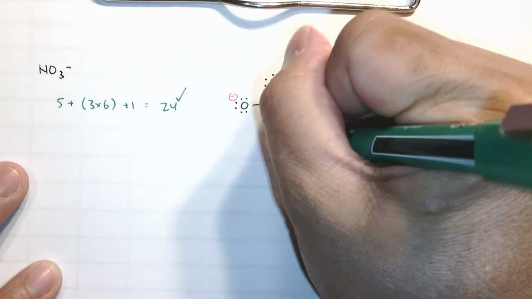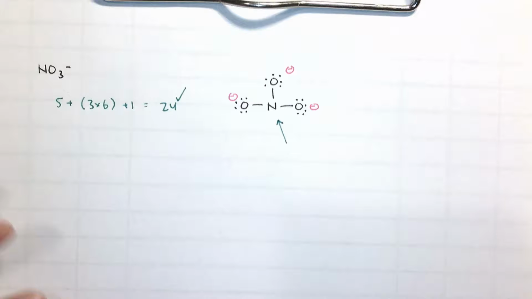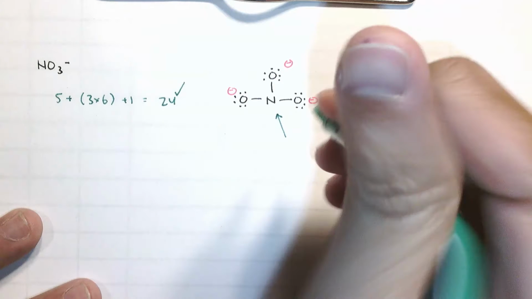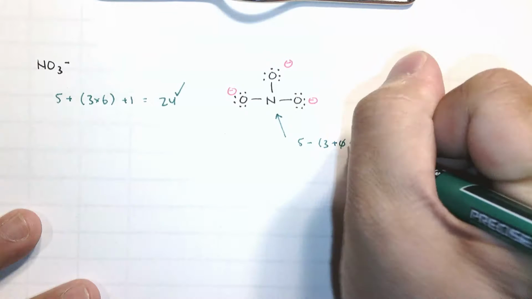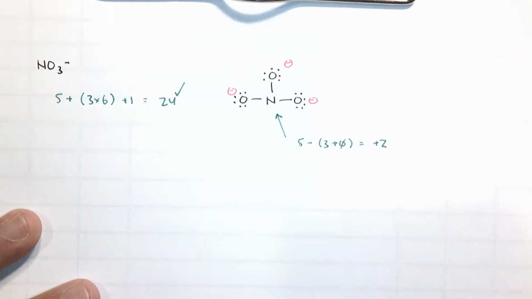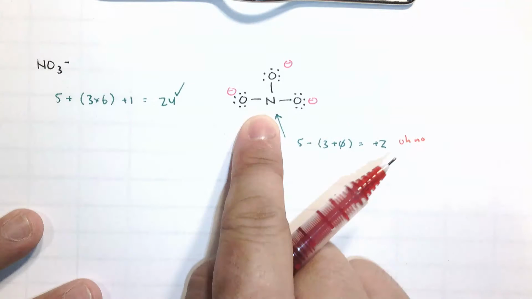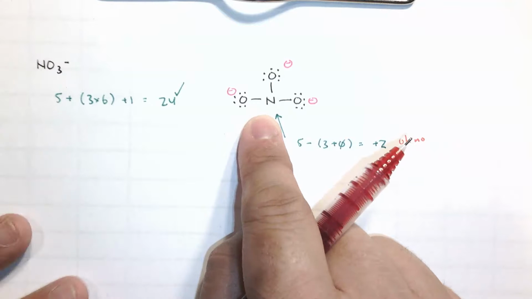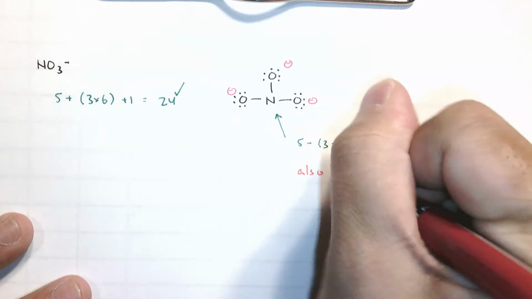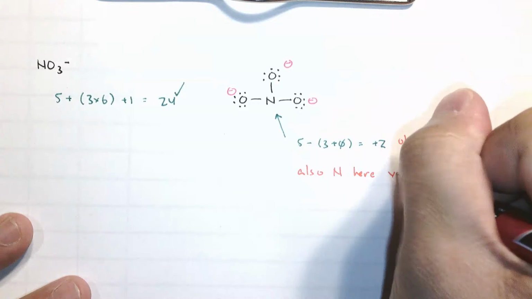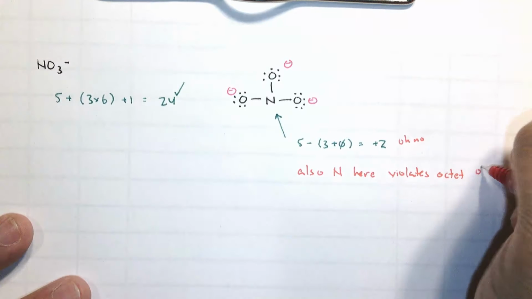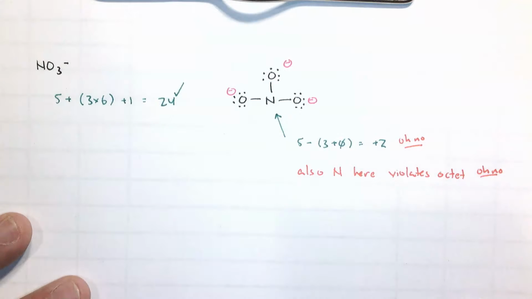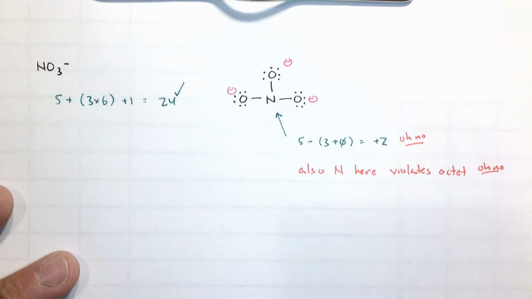What about this nitrogen right here? Well, first of all, it has a charge of what? It has 5 minus 3 sticks plus 0 baseballs. That's plus 2. So this is, oh no. But also, nitrogen is an atom that has to satisfy the octet rule. It violates octet. That's not good. So this is another oh no. Oh no, oh no. There are 2 things wrong with this. I would grade this as invalid.